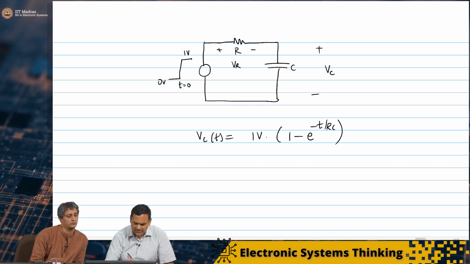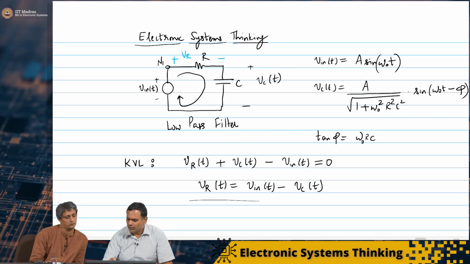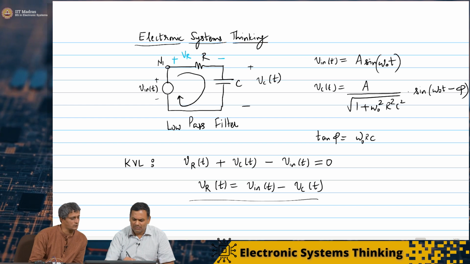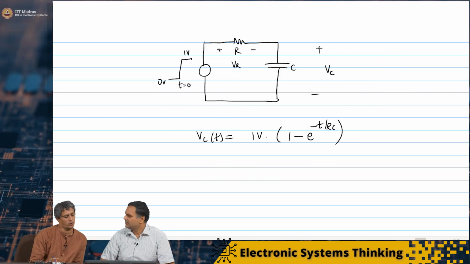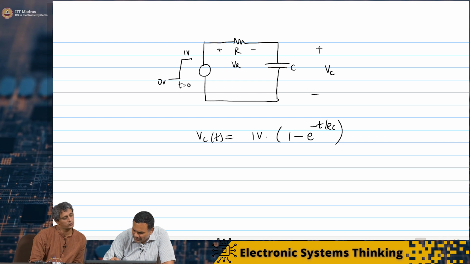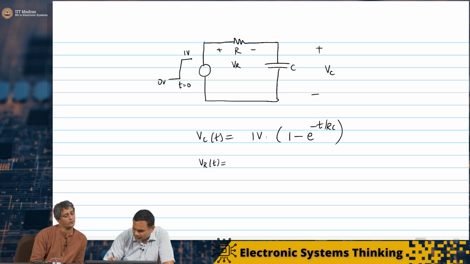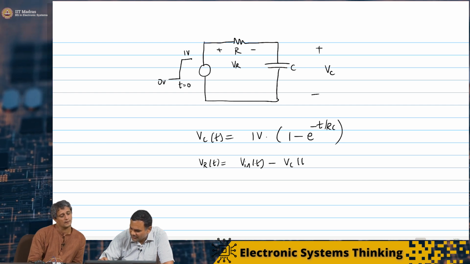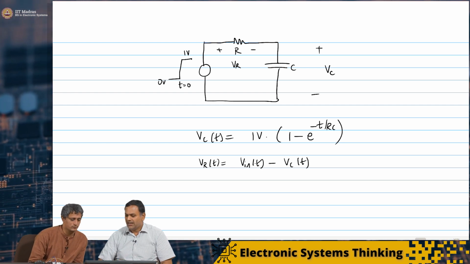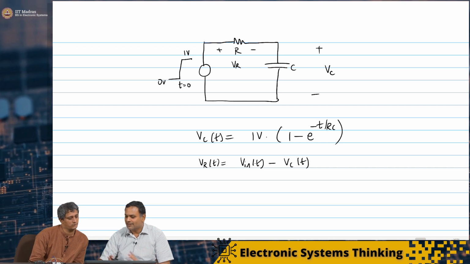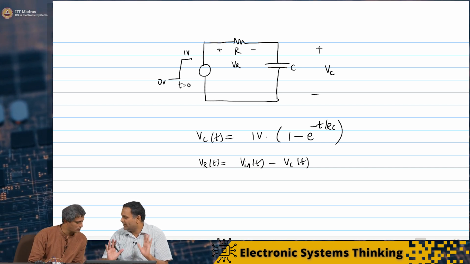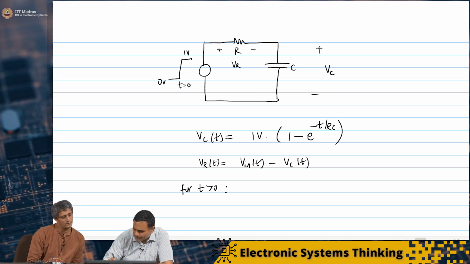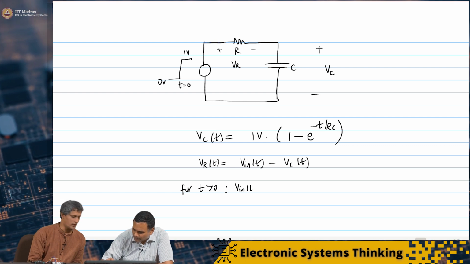Now, this equation that we wrote here has to be true irrespective of what the input is. We can actually apply this directly to the step input. So we want to find out VR of t. That has to be equal to V in of t minus VC of t. Now let us just write this for t greater than 0, because that is what we are interested in. So for t greater than 0, V in of t is indeed 1 volt.